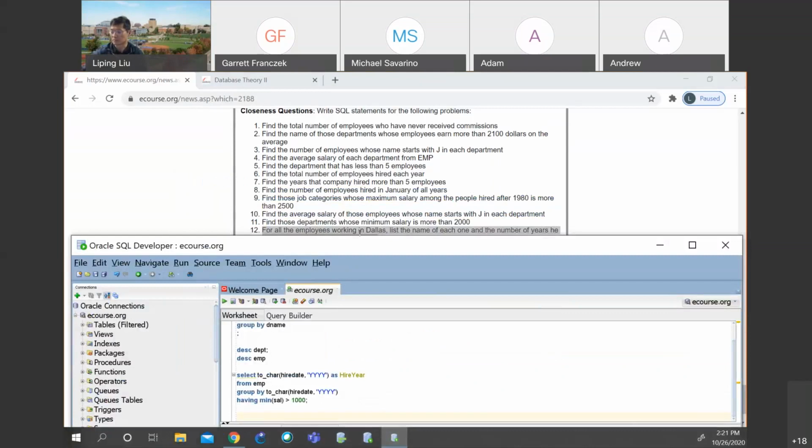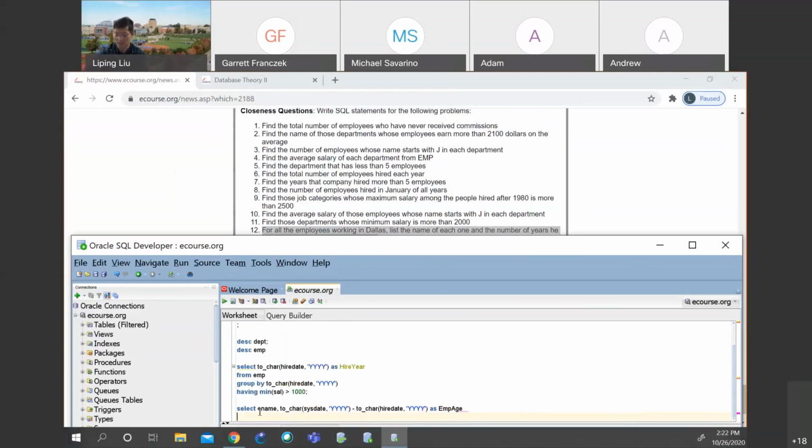So for those employees working in Dallas, we just need to find the name of each one and the number of years they worked. So I will do select ename. To get years, we need to get a hire year with TO_CHAR. So first is current date, current year, right? And then minus TO_CHAR, and then hire date, and then get a year number like that. Okay, we can just say this is EMPH, okay? Employment age. Okay, so those are the things we want.